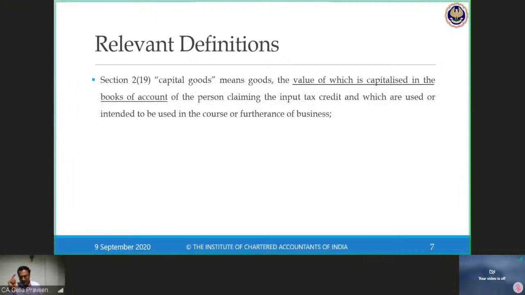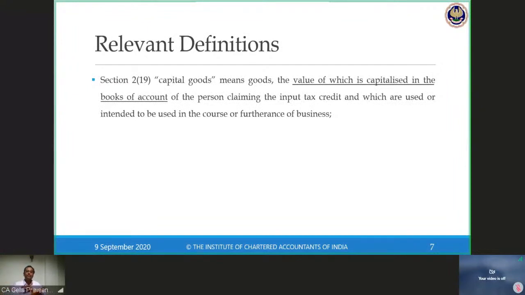Now, first and foremost, when we talk about capital goods under central excise law, there was a definition: any goods which are covered under chapter 82, 84, 85, chapter 68, 05. There was a list of central excise tariff classifications. Those alone were presumed to be capital goods under central excise law. Under VAT laws, they have specifically said, again referring to your excise tariff classification, they have given a list of items which are called capital goods.